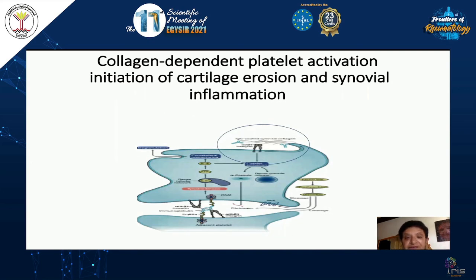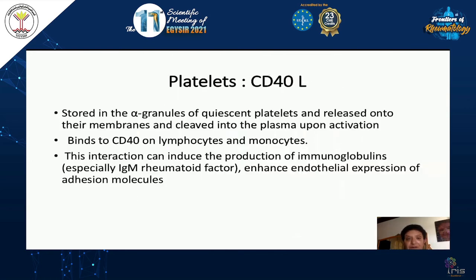With alpha-2 beta-3 integrin stimulation, there is collagen-dependent platelet activation with initiation of cartilage erosion and synovial inflammation. How about the CD40 ligand? This is stored in the alpha granules of quiescent platelets and is released onto their membranes and cleaved into the plasma upon activation. It binds to CD40 on lymphocytes and monocytes, and so it tries to stimulate both.